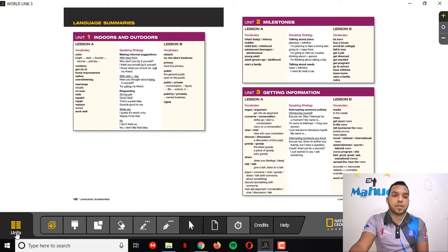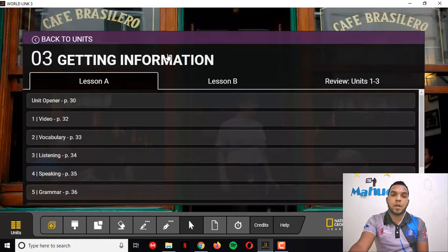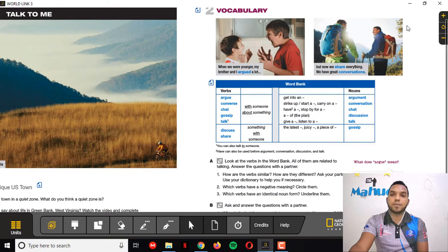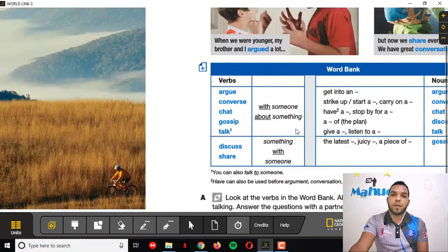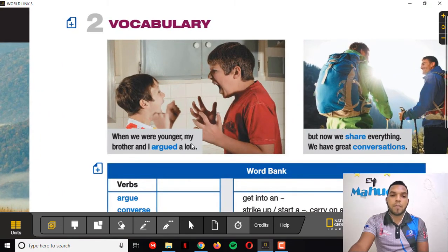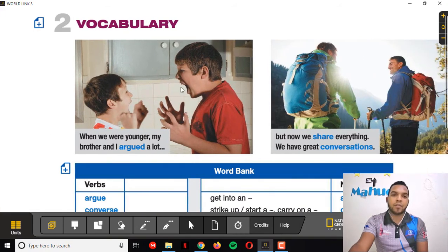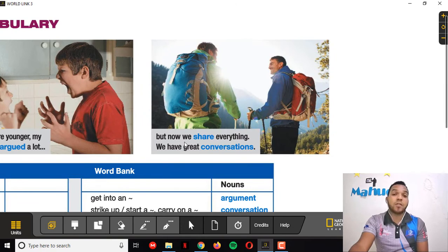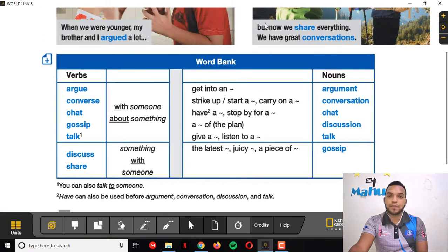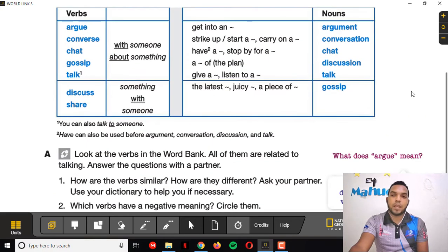If you can see over here in this part of Unit 3, in the first pages of the vocabulary, here you have an example of argue. In this photo, look at this. These are two boys. When we were younger, my brother and I argued a lot. Look at them. They are angry, the two of them, fighting. But now we share everything. We have great conversations. So they are behaving really well. So these are some word banks similar to the other one.